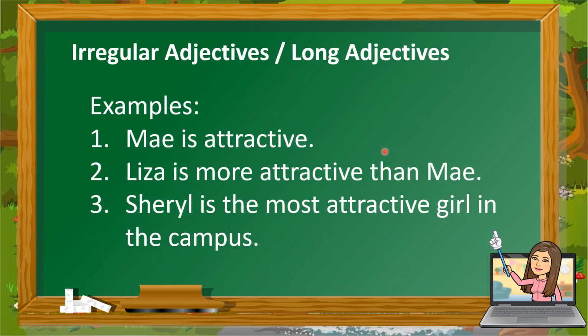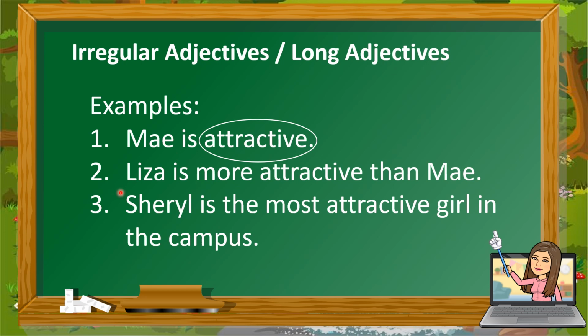Okay, so I have here 3 examples. Number 1, May is attractive. Number 2, Lisa is more attractive than May. Number 3, Cheryl is the most attractive girl in the campus. Now in number 1, May is attractive. So definitely the adjective in here is attractive. It is under positive degree form. You're not going to compare May to anybody else. Okay, no comparison at all.